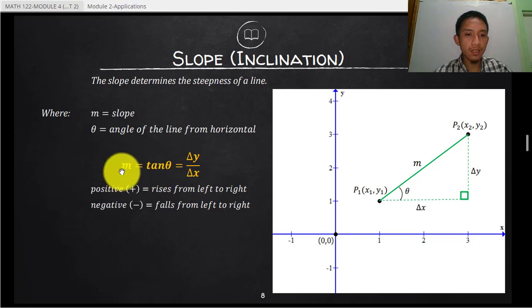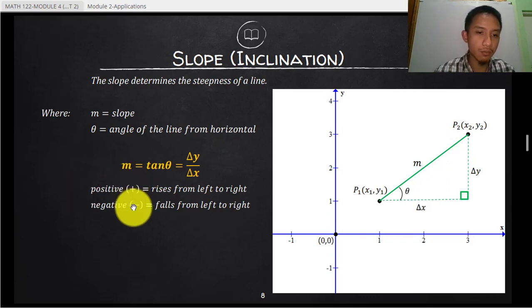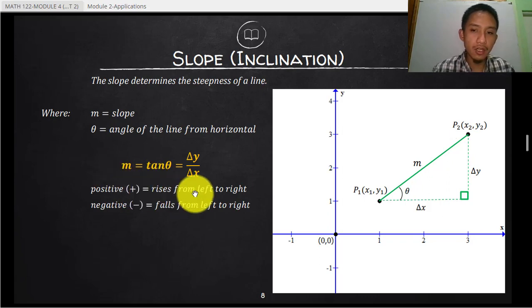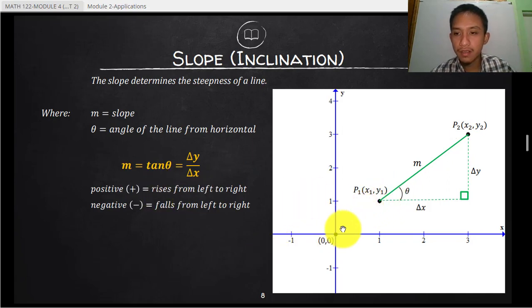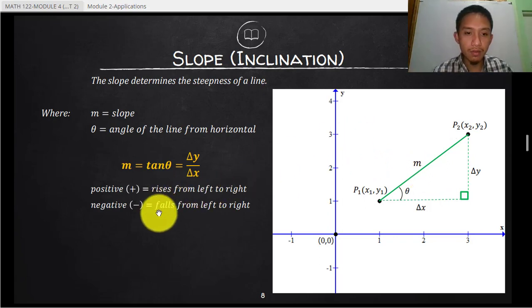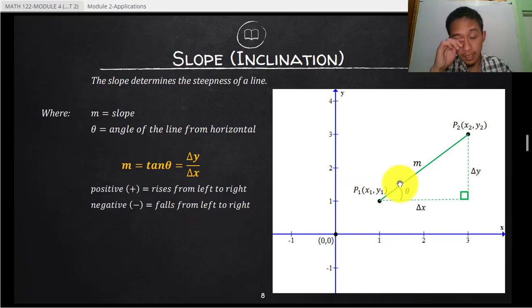However, it is important here in your slope that you should know what is the meaning of a positive and a negative slope. Okay, so if you say positive slope, that is actually just a line that rises from left to right. It is going up. Okay, a line that is going up if you follow it from left going to right, that is a positive slope. And then a negative slope is the opposite. If that falls from left to right, okay, that is a negative slope.